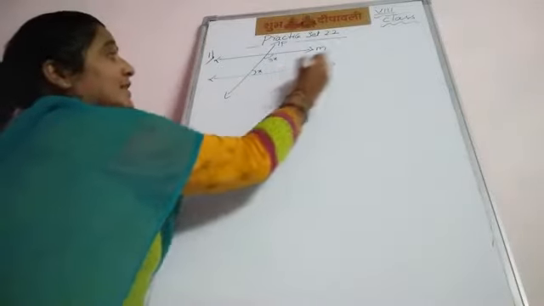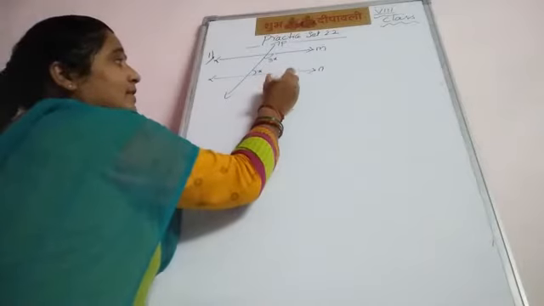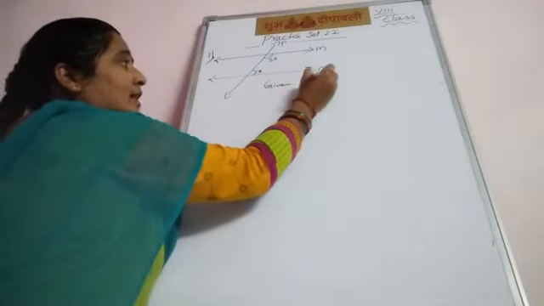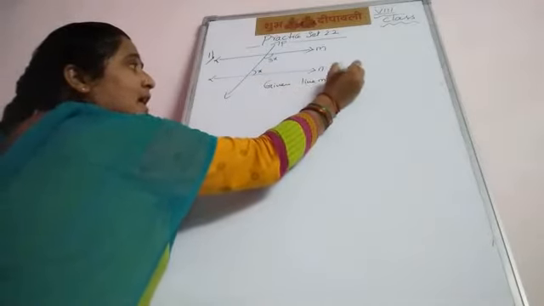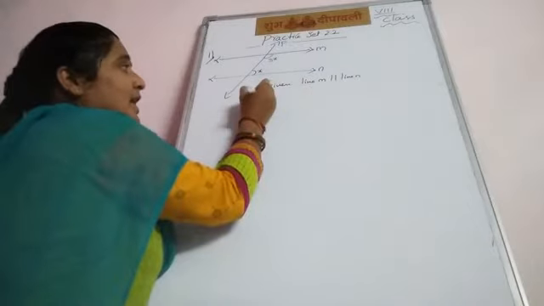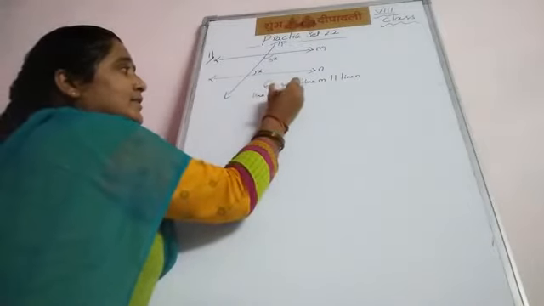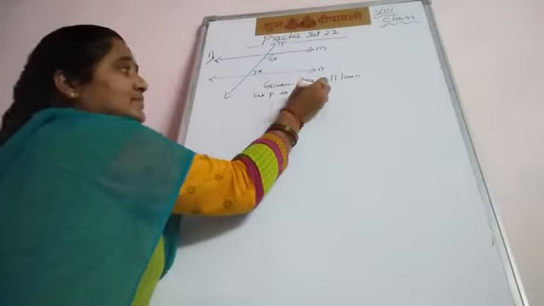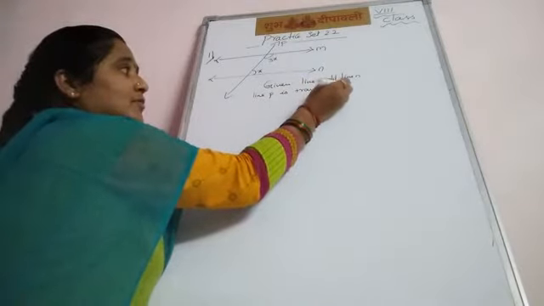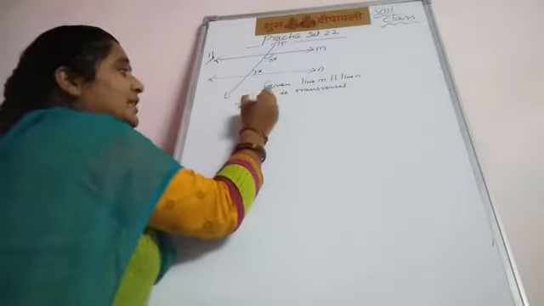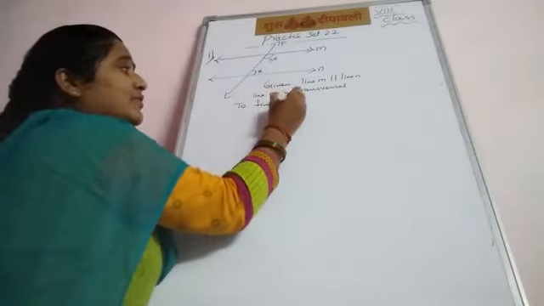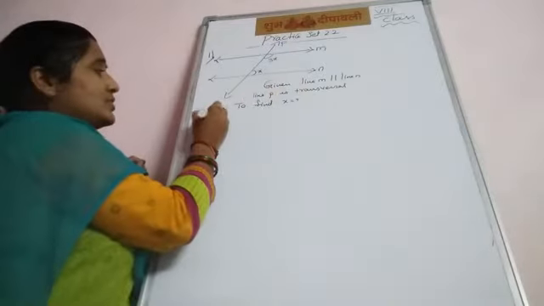First we will write the given. Given: line M is parallel to line N. Line P is the transversal. What to find? To find the value of x. Okay. Now, solution.